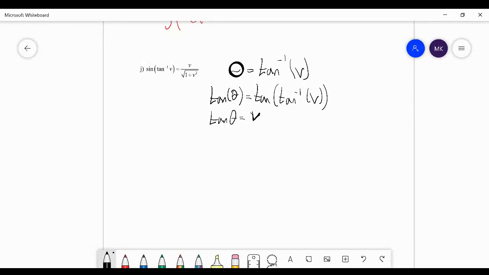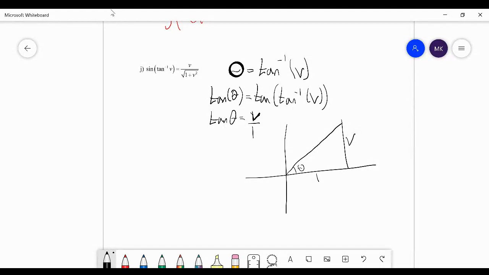Okay. So if tangent of theta is v, what do we have? A triangle here. Here's theta. So tangent is opposite over adjacent. So v, what if I say this is v over 1? Ooh, that does something. Okay, so we've got v, we've got 1.